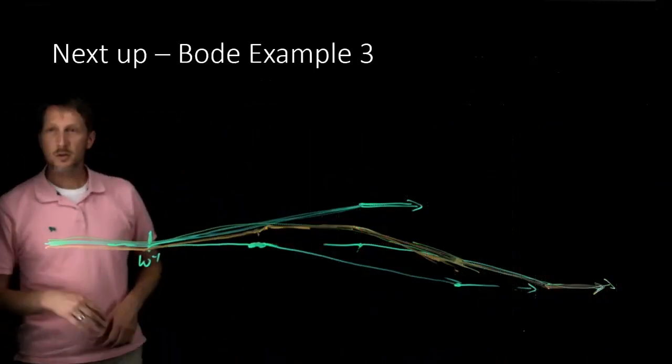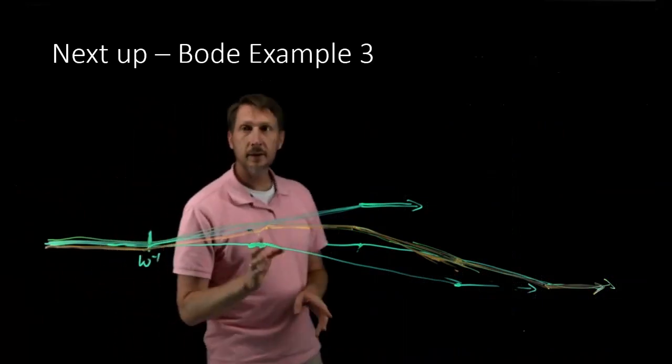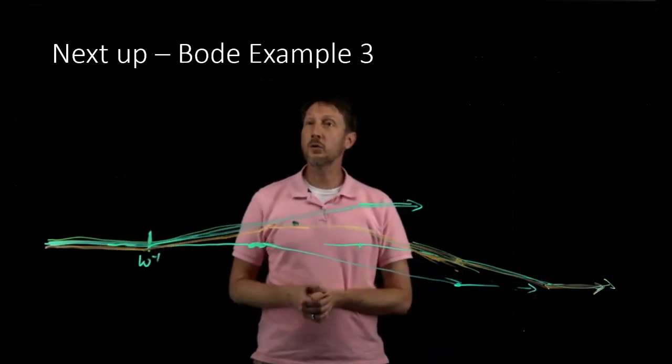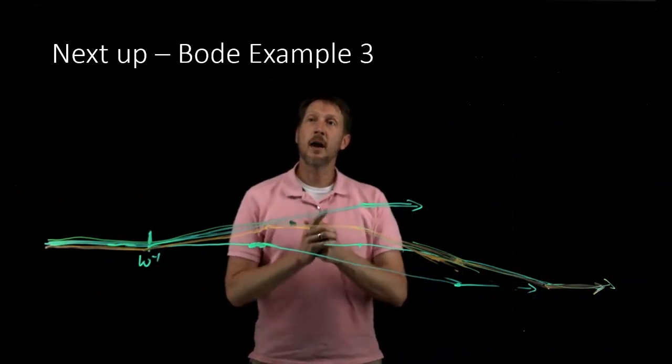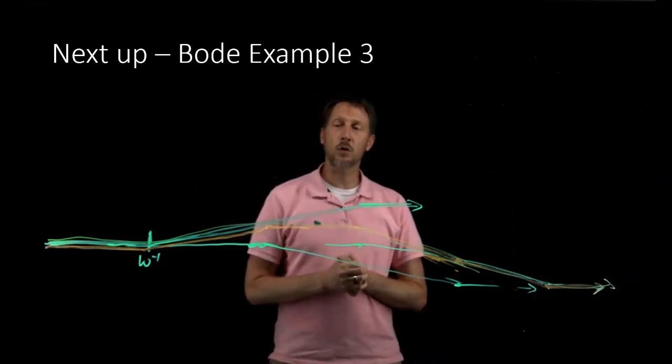All right. So that was all for this demonstration. The next one, we're going to do one more example on Bode plots, and this is going to be a second order plot.